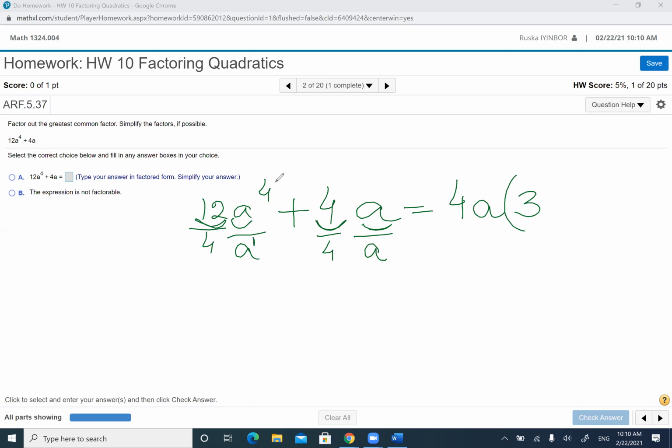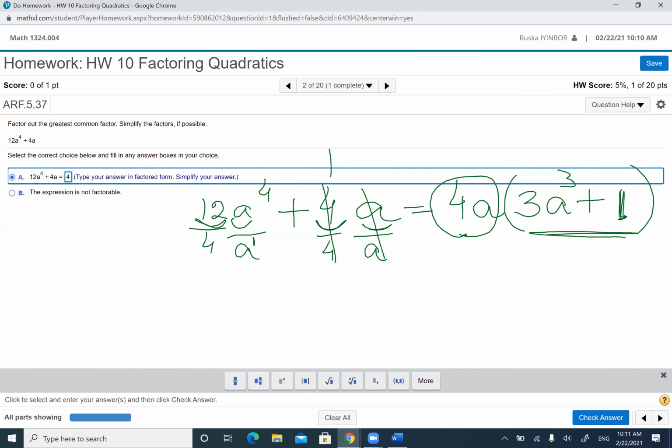A4 divided by a to the first, you subtract the exponents, is going to be a cubed. Plus 4 divided by 4 is 1, right? They cancel out. A divided by a also cancels out, but you have to put plus 1. Okay? Because when you divide, you have 1 left. So when you decide what you're going to factor out, you divide each term by whatever is in front. And then after you divide inside, you're going to see what is left inside. Make sense?